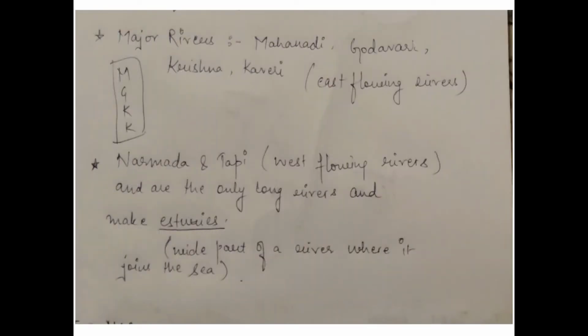Major rivers that come under Peninsular River System are Mahanadi, Godavari, Krishna, Kaveri. These four are east flowing rivers. You can learn by its first letter, MGKK: Mahanadi, Godavari, Krishna, and Kaveri. And Narmada, Tapi, these two are west flowing rivers and are the only long rivers and make estuaries. Estuaries are wide part of a river where it joins the sea.